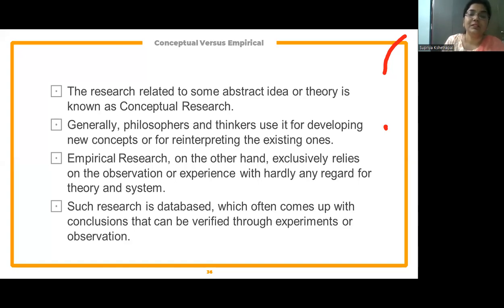Okay, the research related to some abstract idea or theory is known as conceptual research, right? जहां पर भी concept related टॉपिक आ जाता है, तो हम उसको एक conceptual research कहते हैं. The research related to certain abstract idea that is not accepted by everyone, but we can say that it will be a revolutionary idea. ठीक है, तो एक रिवॉल्यूशनरी आइडिया हो सकता है, जो थ्योरी एक्सेप्ट, दैट इज नोन एज अ कंसेप्चुअल रिसर्च.